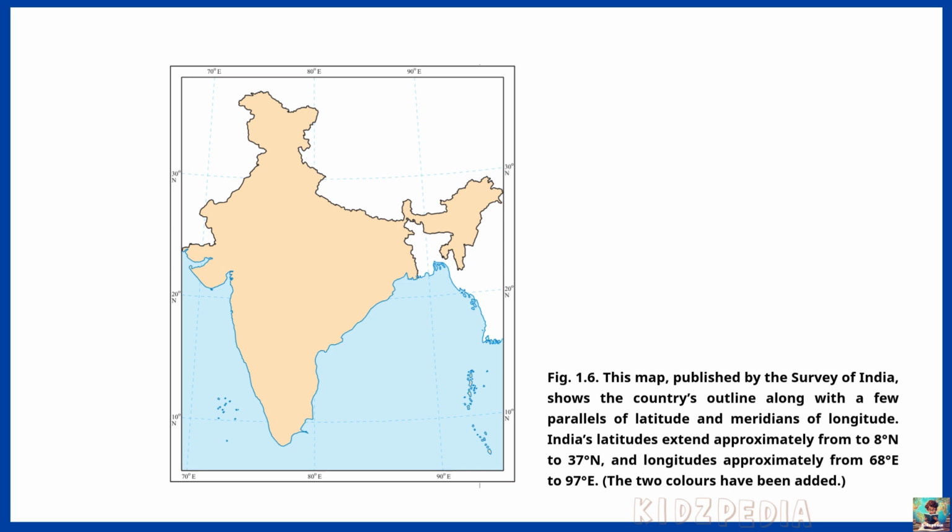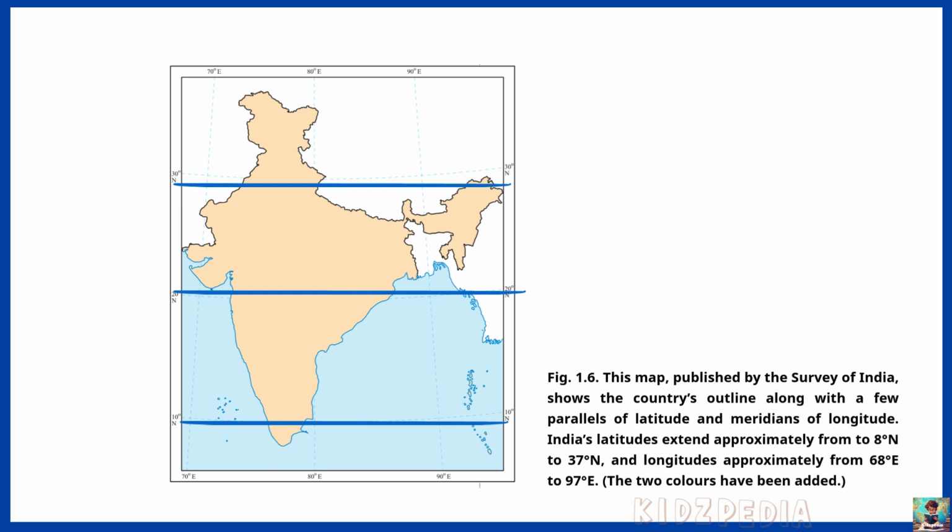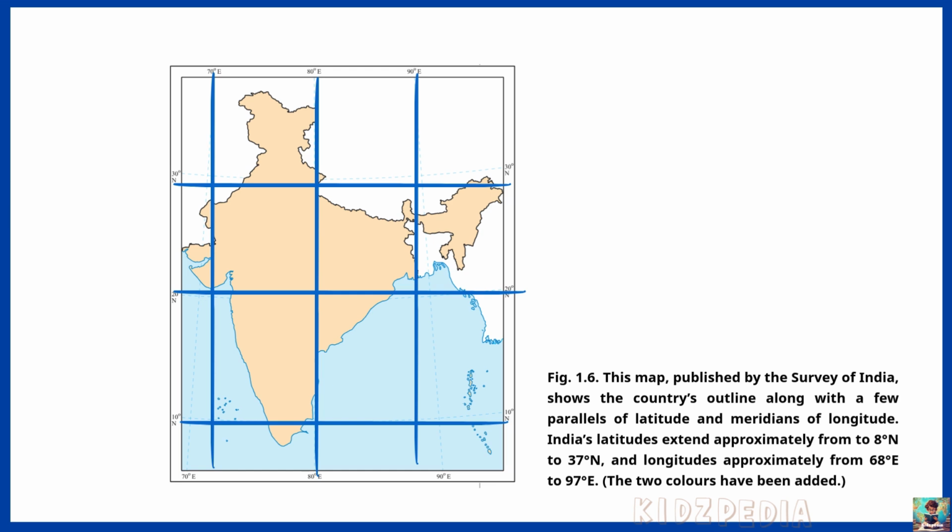Figure 1.6. This map, published by the Survey of India, shows the country's outline along with a few parallels of latitude and meridians of longitude. India's latitudes extend approximately from 8 degree north to 37 degree north, and longitudes approximately from 68 degree east to 97 degree east. The two colors have been added. So in figure 1.6, which shows the outline of India, we can see some parallels of latitude, which are over here. These are parallels of latitude, and these are meridians of longitude.